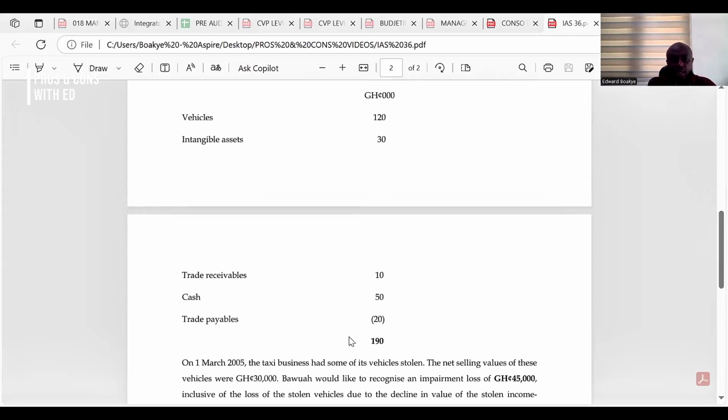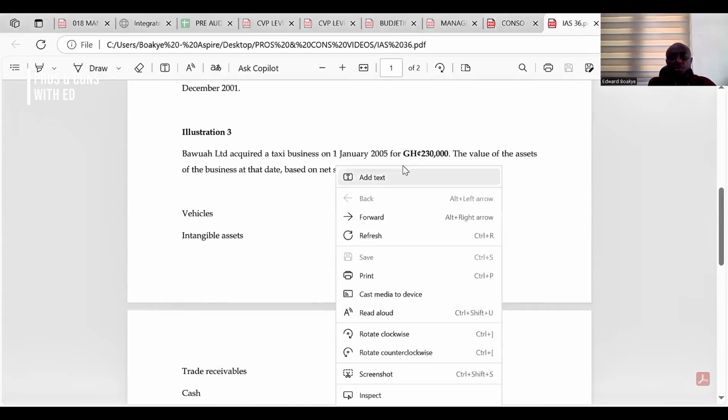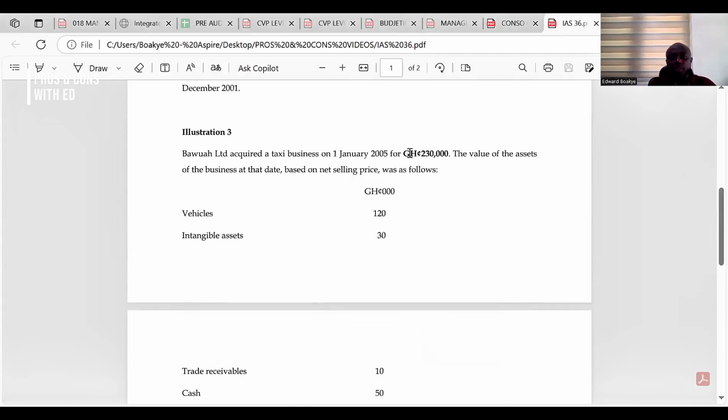So imagine your net is 190, but you purchase the asset at what? 230. What does that mean? It simply means that you've purchased something that your eye cannot see, a certain intangible, and that's what we call goodwill. So anytime you purchase something more than its net price, it becomes what? The difference becomes a goodwill. The difference is what we call a goodwill.